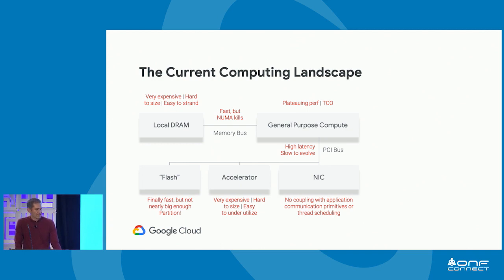And then finally, the NIC, the interface to the network. Right? Unfortunately, very loose coupling with application communication primitives or thread scheduling. So the vast majority of very, very advanced developers think about the network in terms of a remote procedure call. They don't know about IP. They don't know about Ethernet. They don't know about TCP. They probably know a little bit about it. But what they think about when they think about the network is remote procedure call.